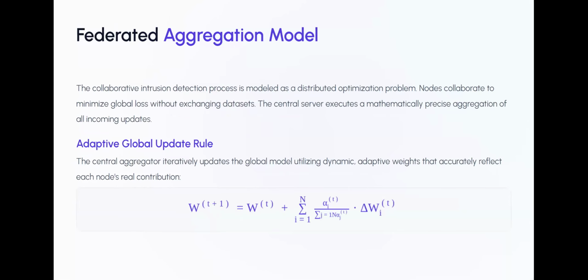Then the federated aggregation model: every node sends only the updated model parameters to the central server. The server combines all these updates using an adaptive aggregation strategy, where the nodes contributing higher quality updates receive greater weight, and this produces a more accurate global model while ensuring that the raw network data never leaves the local organization.